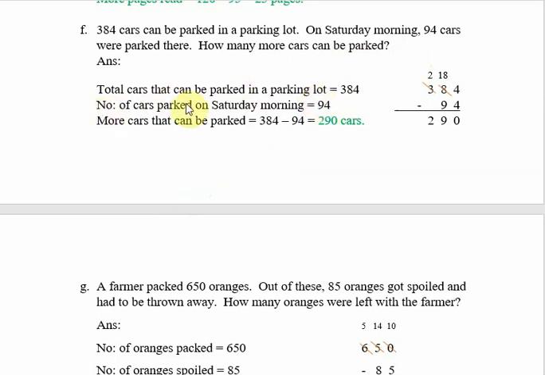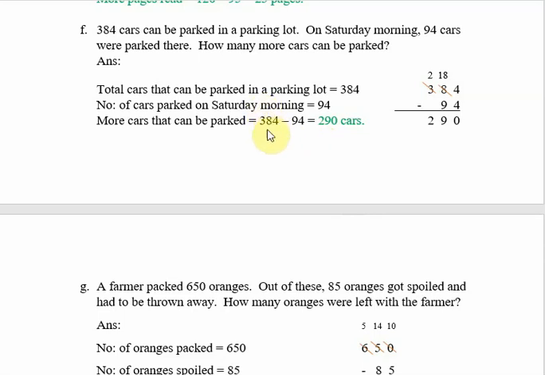Next, the number of cars parked on Saturday morning. So Saturday morning, how many cars were parked there? 94 cars. So how many more cars can be parked in that lot? We can find out. More cars that can be parked is equal to 384 minus 94. Why? Total capacity is 384. Already 94 cars are parked. So the remaining spaces are what we have to find out. For that we have to do the deduction. It is actually the left space for parking.